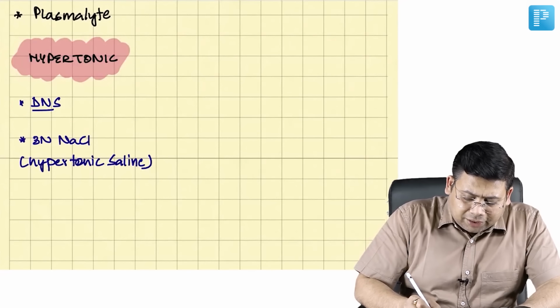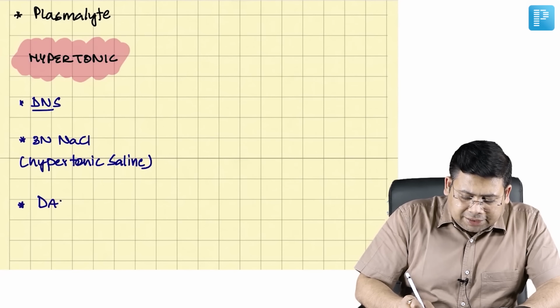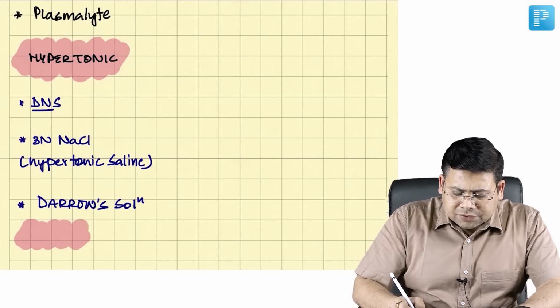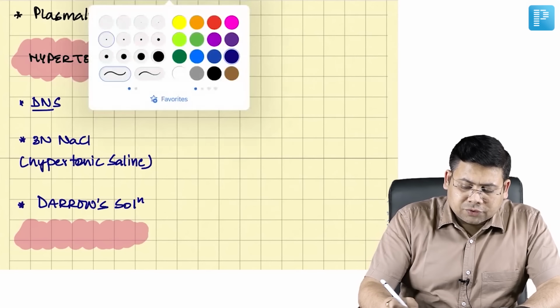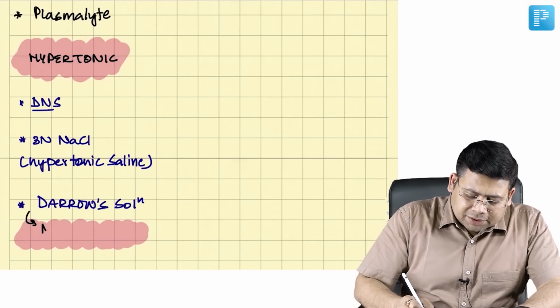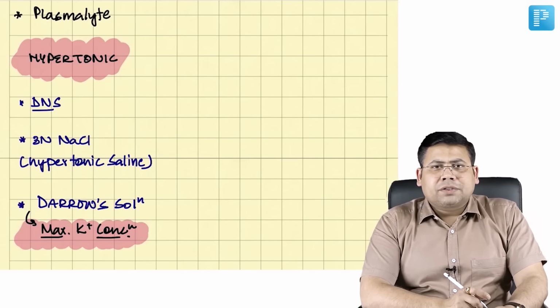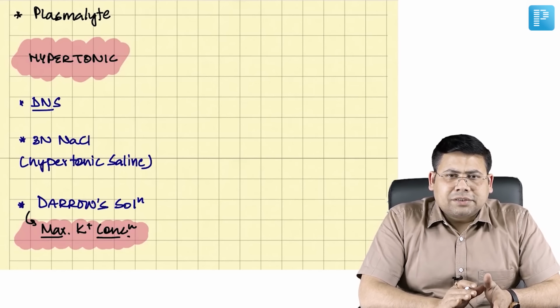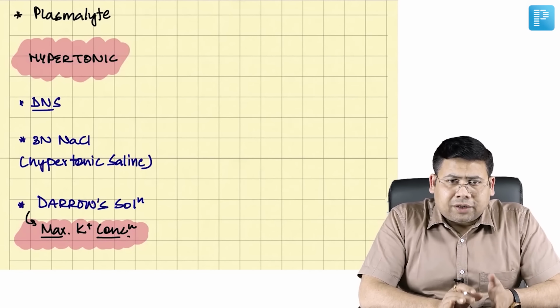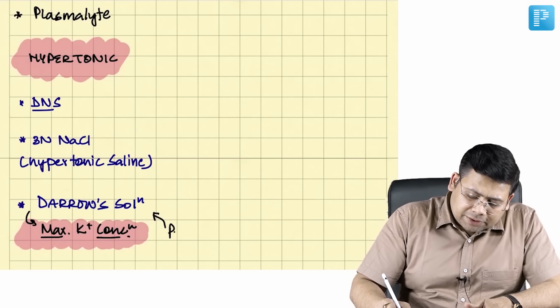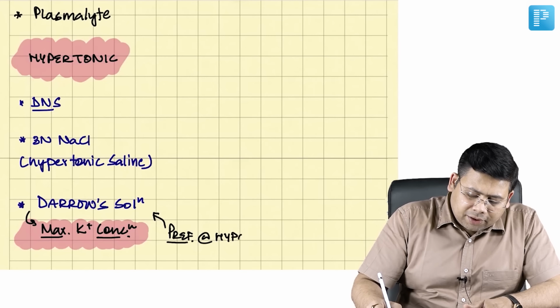What else? We have something which is known as Darrow solution. What do you mean by Darrow solution? Yes, this is very important also. Darrow solution is a solution which has maximum K+ concentration, and hence this is preferred as a fluid in case of hypokalemia. So this is preferred for hypokalemia.